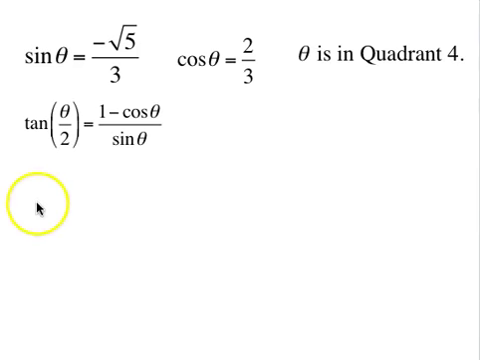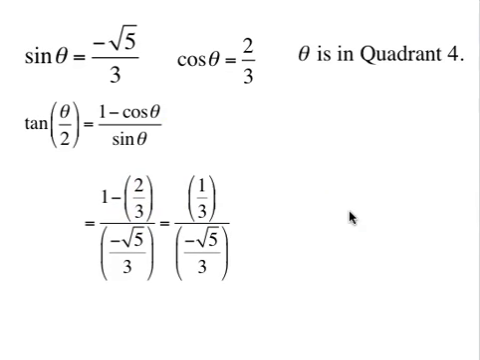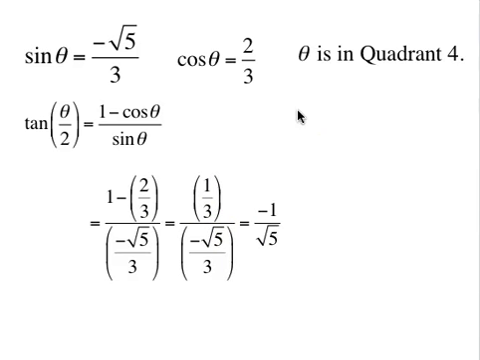Next, I'm looking for tangent of theta over 2, and we have several identities for that. I'm choosing to use 1 minus cos theta over sine theta. So it'll be 1 minus 2/3 over negative root 5 over 3. Well, 1 minus 2/3, 3/3 minus 2/3 is just 1/3. So if I multiply the top by 3, I get 1. I multiply the bottom by 3, I get negative root 5. So it's just negative 1 over root 5, however you want to do that fraction division for tangent of theta over 2. You could rationalize the denominator and say negative root 5 over 5. I don't really think it adds much to the problem.